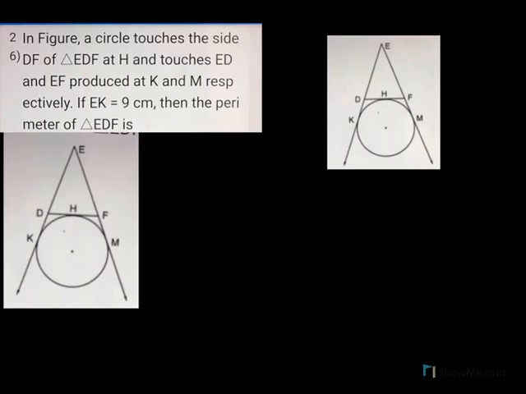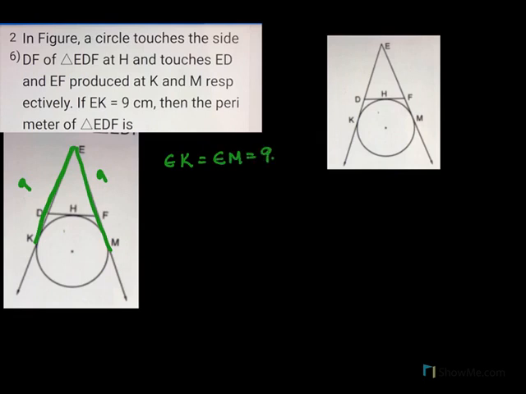In the figure, a circle touches the side DF of triangle EDF at H and touches ED and EF produced at K and M respectively. Now here they have given EK is 9. Let's mark that up. EK is 9. This whole thing is 9. Now if this is 9, I'm sure you'll agree this also is 9. Tangents from an external point are equal. So we have EK equal to EM equal to 9.